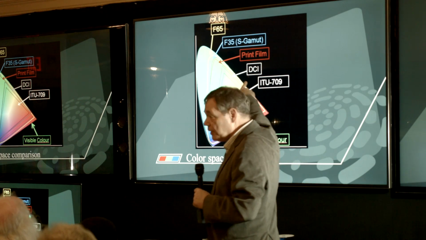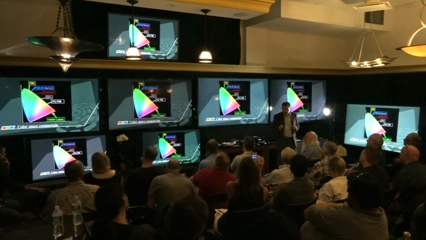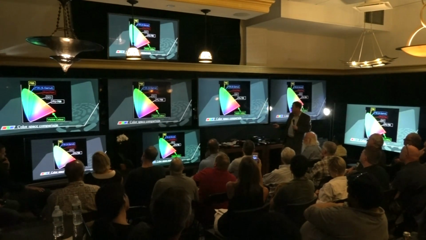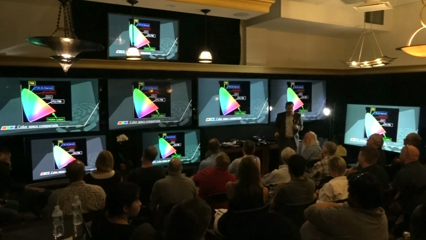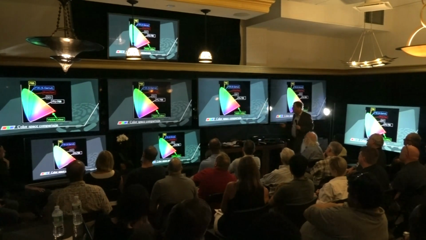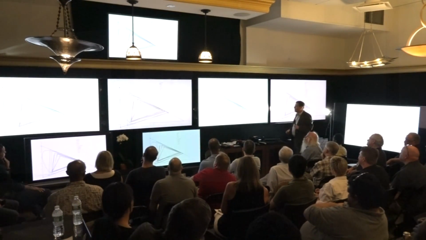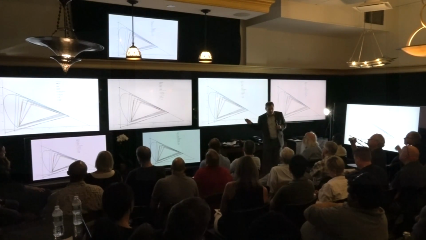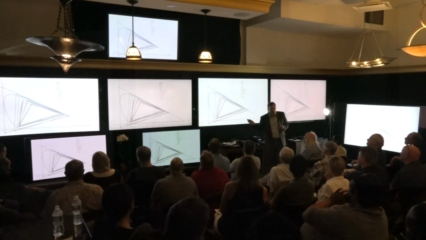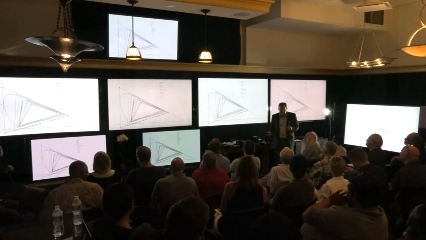There's another one for print film. There's another one for DCI, digital cinema. That's the color space that is used in the digital cinema. And then the smallest triangle, of course, is our television system. And so there is a desire to have a bigger system. Now, if you think those weren't enough triangles, there are many more. I just want you to know that those aren't the only triangles that are out there.